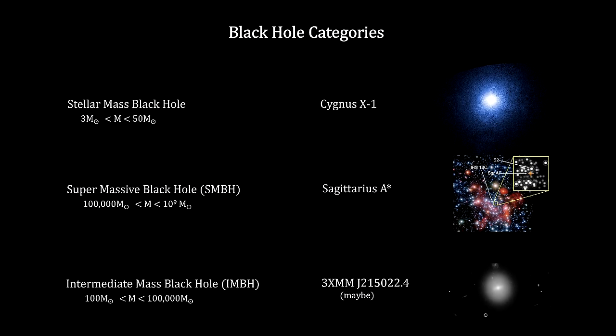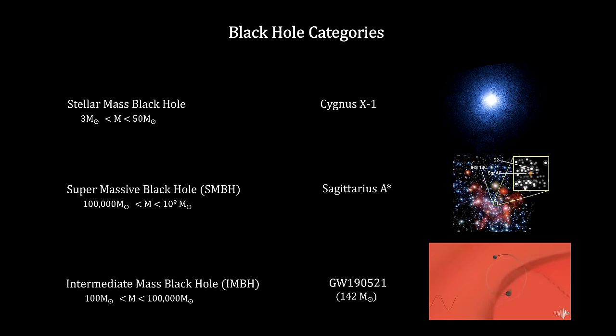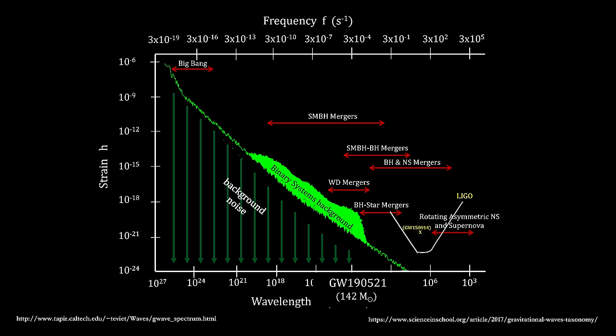In our chapter on black holes, we identified three types: stellar mass, the smallest; supermassive, the largest; and intermediate mass black holes, IMBH for short, in between the other two, with a range from 100 to 100,000 times the mass of the Sun. We pointed out that, to date, there has not been a single confirmed discovery of a black hole in this range. So, with 142 solar masses, this event represents the first direct evidence of the existence of such objects. Here's where GW190521 fits on the sensitivity graph.